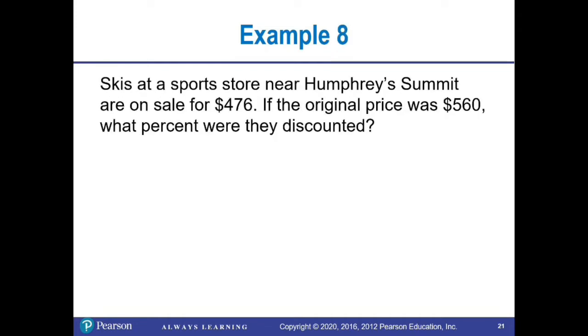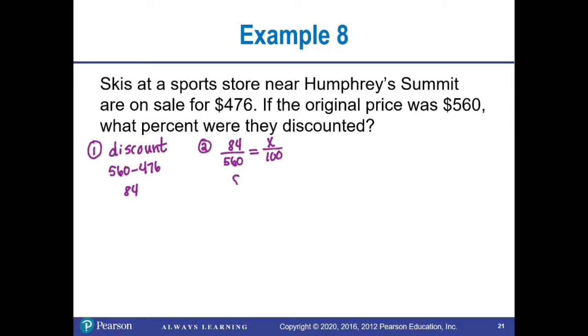Look at example 8. Skis at a sports store near Humphreys Summit are on sale for $476. If the original price was $560, what percent were they discounted? First, I need to know the dollar amount that they were discounted. So I take the original price, $560, and I subtract the sale price, which gives me $84. Then I'm going to set up a proportion. My part is 84 and my whole is 560. On the right side of my proportion, I'm looking for the percent, the part, so that goes in the numerator, over 100% total in the denominator.